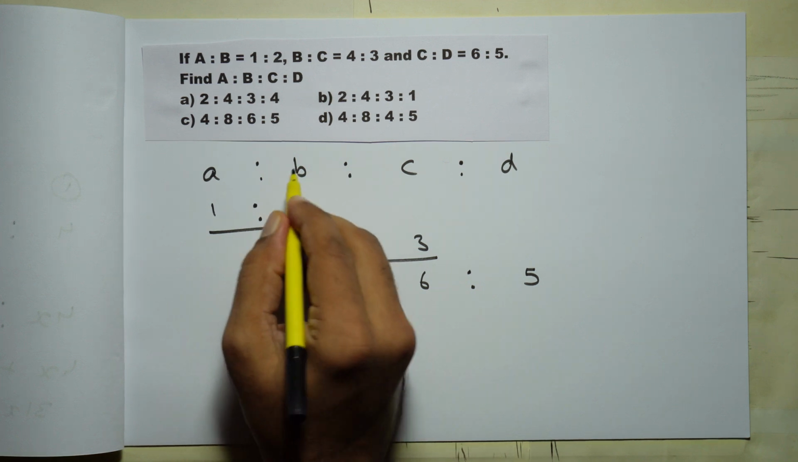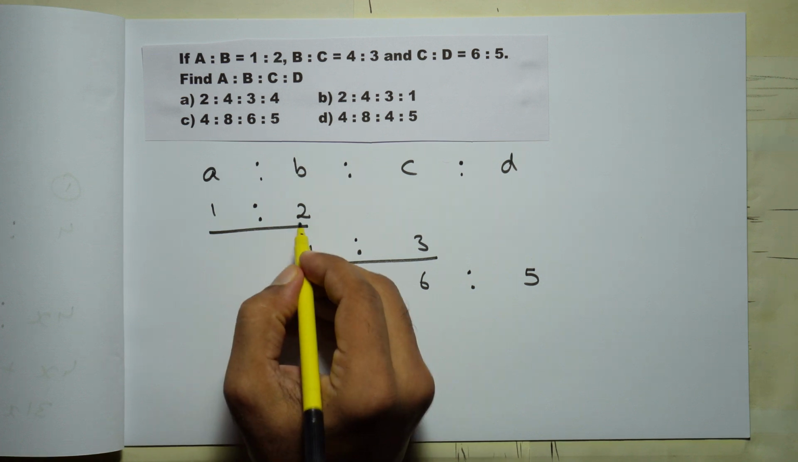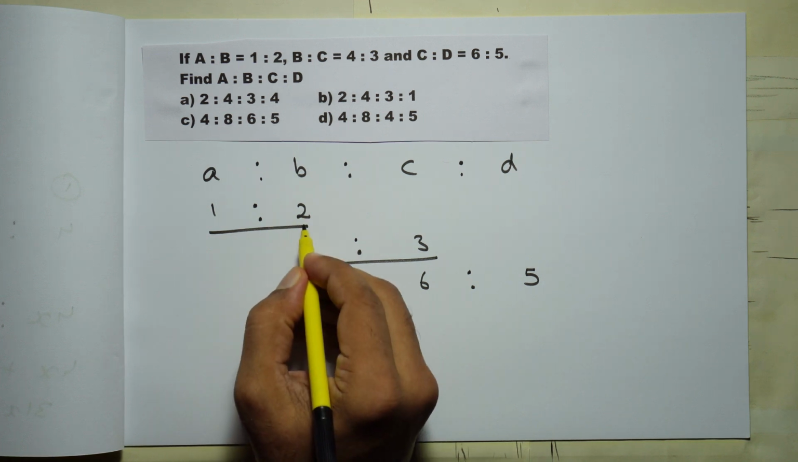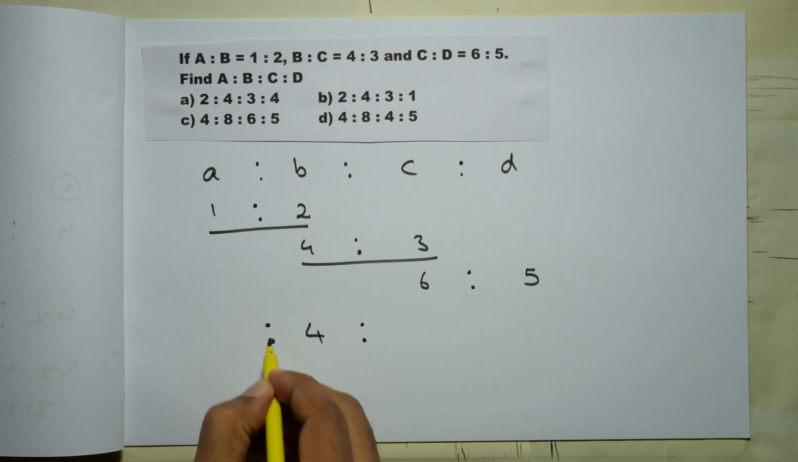So we have to assign a value for B. And the value that we will assign for B will be the LCM of these two numbers, that is LCM of 2 and 4. Now LCM of 2 and 4 is 4. So we will assign B is equal to 4.